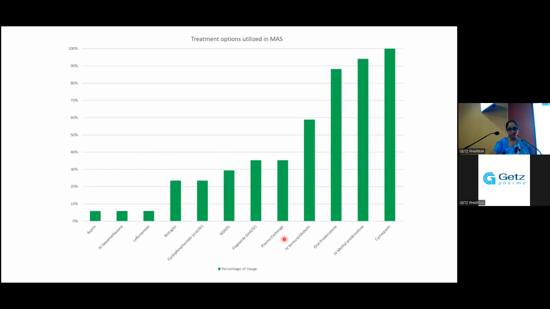So this is my cohort of 17 children that I looked at, and they received cyclosporin, IV methylprednisolone, oral prednisolone, immunoglobulin, plasma exchange, etoposide, NSAIDs, cyclophosphamide. In this cohort, only one child has died, but I have seen hundreds of other kids, and I don't even remember the counts. But for the last 1.5 years, no kids died. But now again another one died.